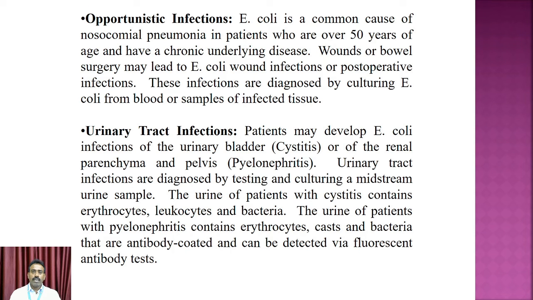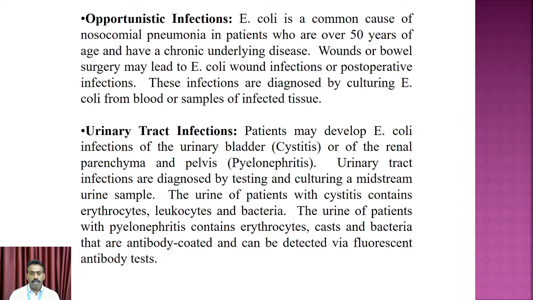Opportunistic infection. E. coli is the commonest cause of nosocomial pneumonia in patients who are over 50 years of age and have a chronic underlying disease. Wound or bowel surgeries may lead to E. coli wound infection or post-operative infections. These infections are diagnosed by culturing E. coli from blood or samples of the infected tissues.